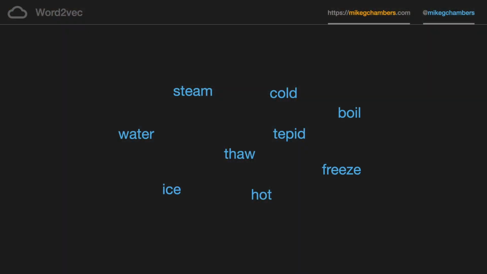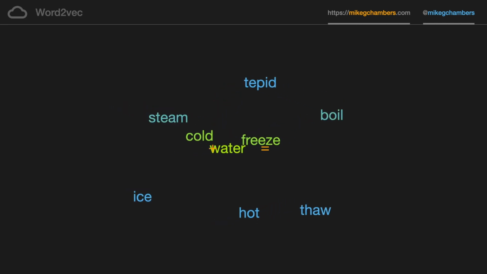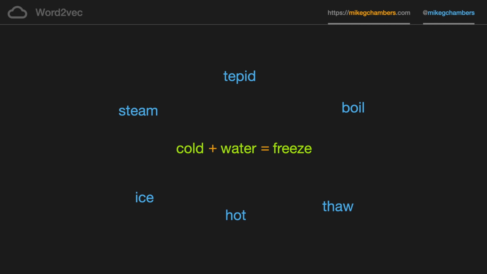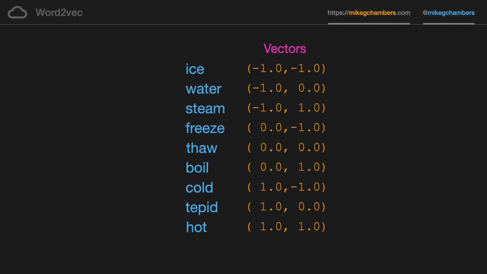So you can do things like water plus boil equals steam, or you could do cold plus water equals freeze. You can actually do that with words. And the way we do it is for each of our words, we associate it with a vector. And that's what Word2vec does. It's in the name, right? Word2vector. This is where the magic comes in. You can actually write those equations.